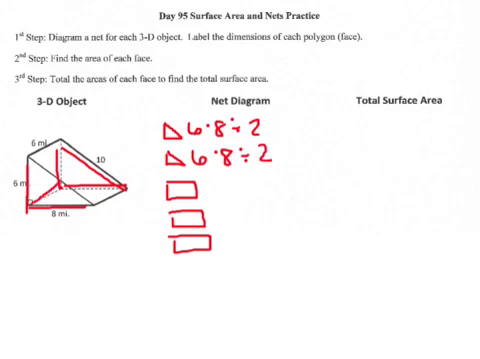Now, for this rectangle right here, this is 6. I know it's 6 because I see the top part. It's 6 by 8. So you go 6 times 8. The next one is 6 times 10. I go 6 times 10. And then the last one is 6 times 6.